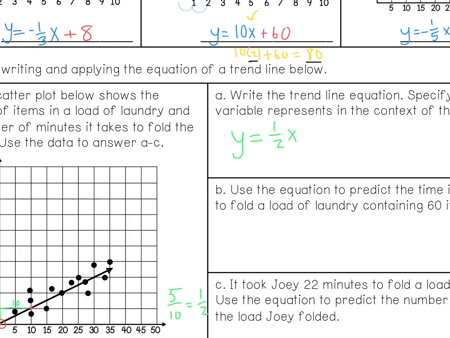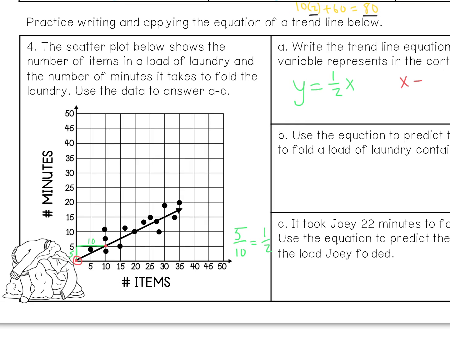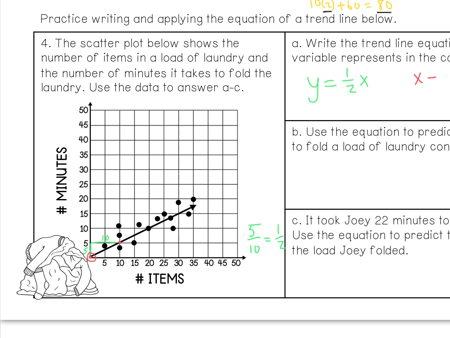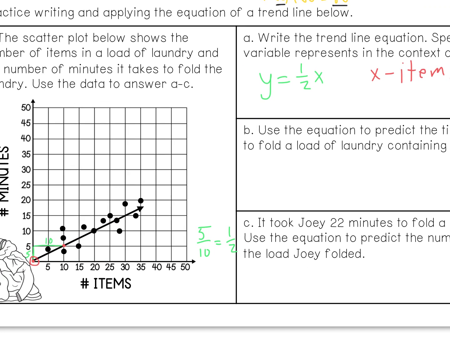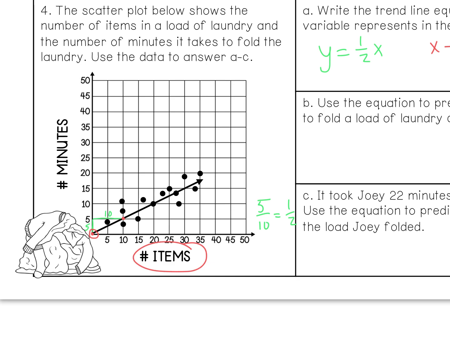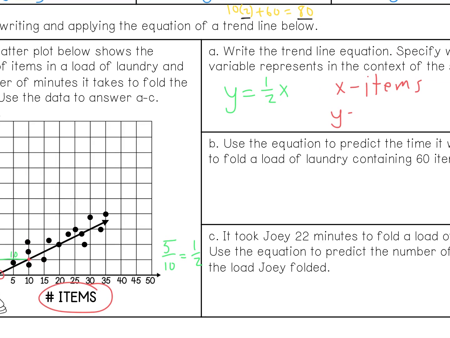Okay, so x is the number of what? Okay, so it's the number of times we're moving or multiplying by this m. But what is the variable specifically in relation to this problem? What does x represent? Items. X is the number of items, right? The thing on the bottom, okay? And then y is the number of minutes.